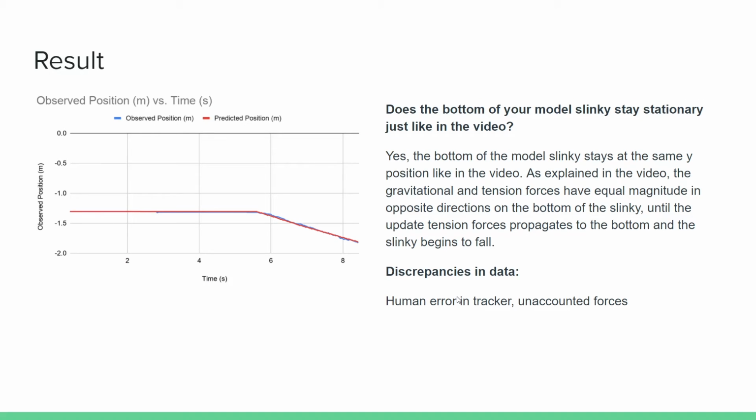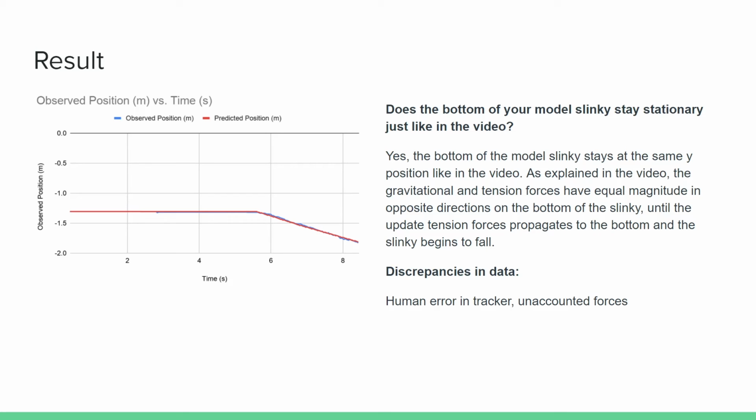Here is my resulting graph showcasing both the observed and predicted data of position versus time for the slinky. In both cases, the bottom of the slinky does in fact remain at the same y position. As explained in the Veritasium video, the gravitational and tension forces have equal magnitude in opposite directions on the bottom of the slinky, until the updated tension force propagates down to the bottom, when it then falls.